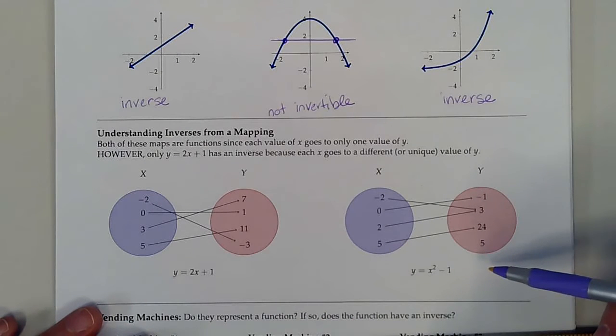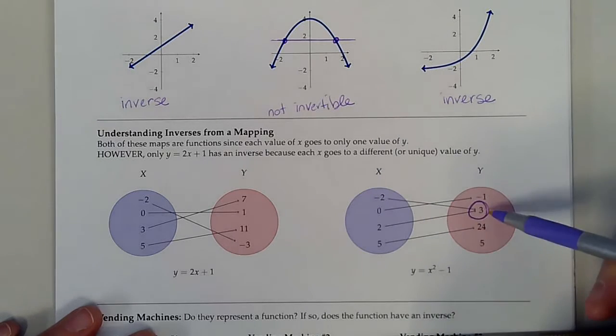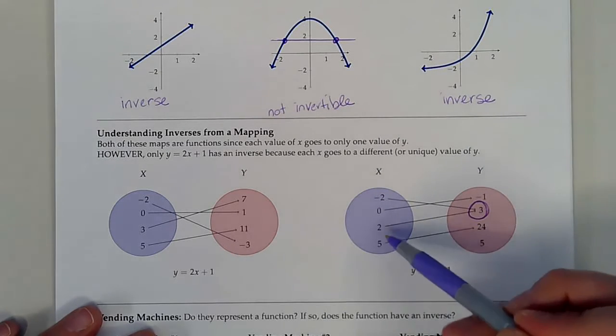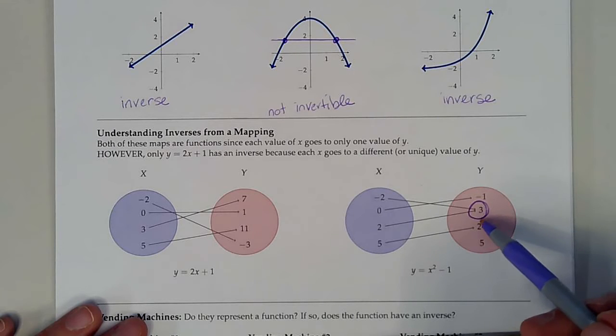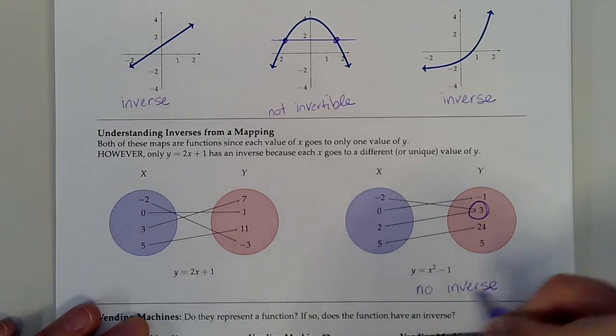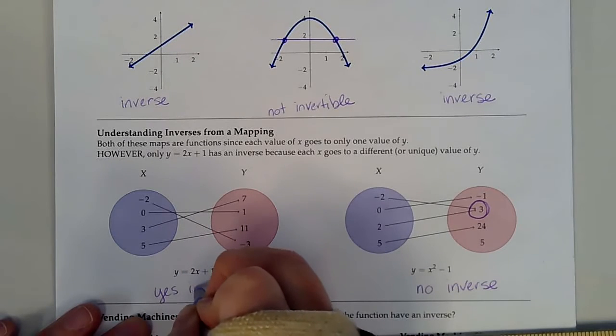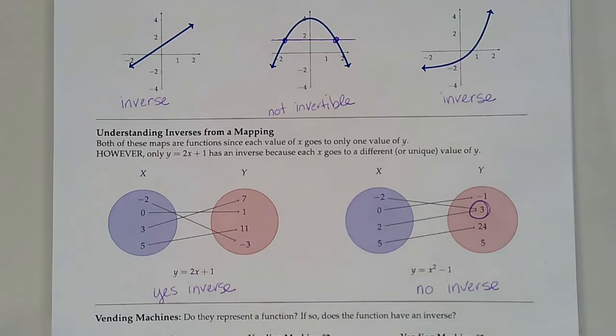This function over here, y is equal to x squared minus 1, what we notice is that when x is -2, y is 3, and when x is +2, y is 3. So I have two different numbers in the domain going to the same place in the range. And so that would mean that there is no inverse for this function on the right-hand side. So we need each thing in the domain, each x value, to be paired to a unique y value.